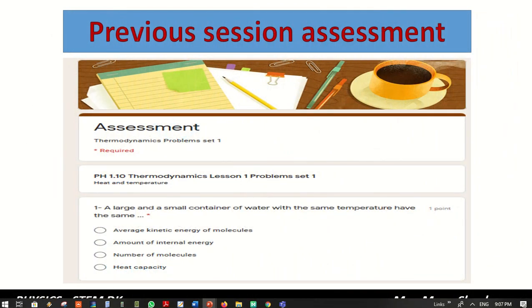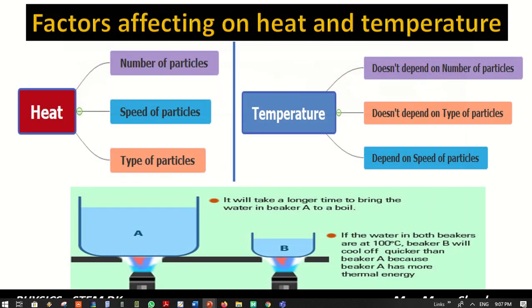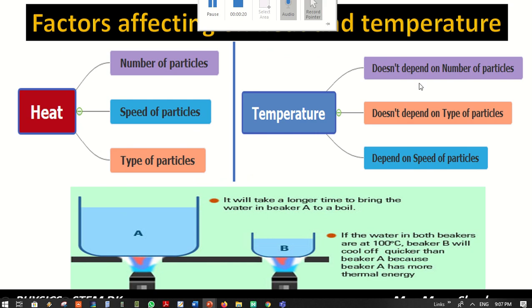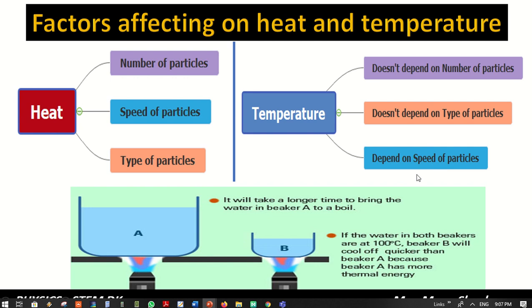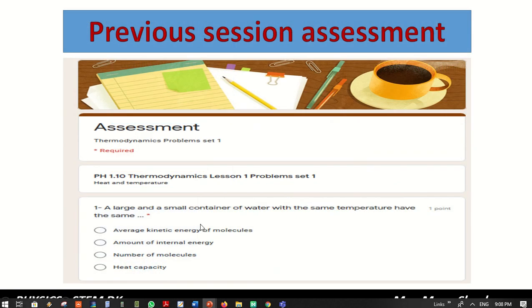Question number 1. A large and a small container of water with the same temperature. According to what we have discussed before, the temperature isn't affected by the number of particles or the size of the containers, and only depends on the speed of particles or the average kinetic energy of the molecules. So it will be the average kinetic energy.